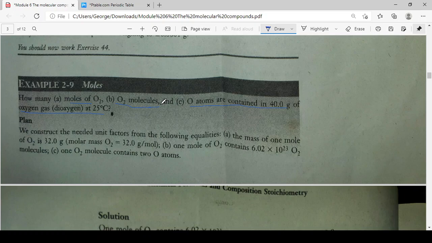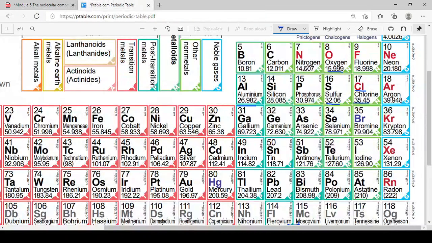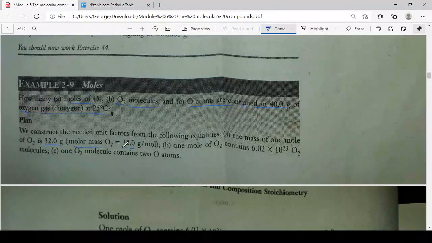So first, we construct the needed unit factors from the following equalities. First, the mass of 1 mole of your O2 is 32 grams. Meaning, the molar mass of your O2 is 32. Again, your oxygen has an AMU or atomic mass unit of 16, or 15.999 rounded off to a whole number of 16. 16 times 2 is equal to 32. Therefore, your molar mass of O2, your formula weight, is 32 grams per mole.